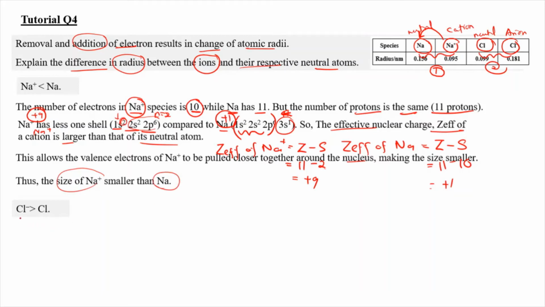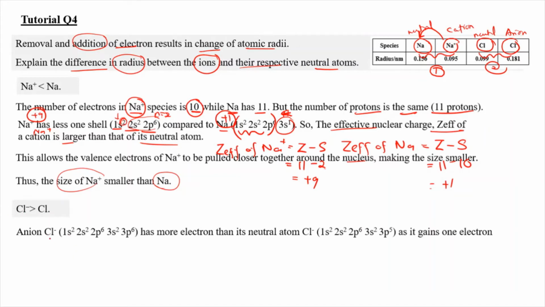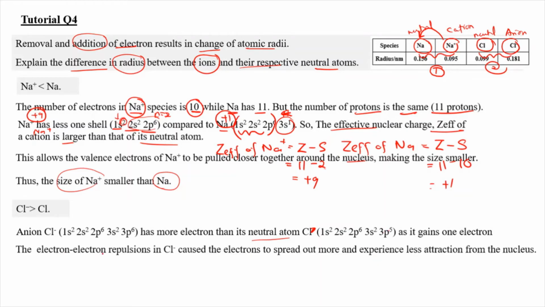Alright? And for Cl- and Cl, you can see that Cl- is going to be larger than Cl, because when the anion receives 1 electron, it's going to have a configuration of 1s2, 2s2, 2p6, 3s2, 3p6. Meanwhile, the neutral Cl atom is going to have a similar configuration, but with 3p5. Okay? And the electron-electron repulsion in Cl- will cause the electrons to spread out more and experience less attraction from the nucleus because it receives an extra electron.